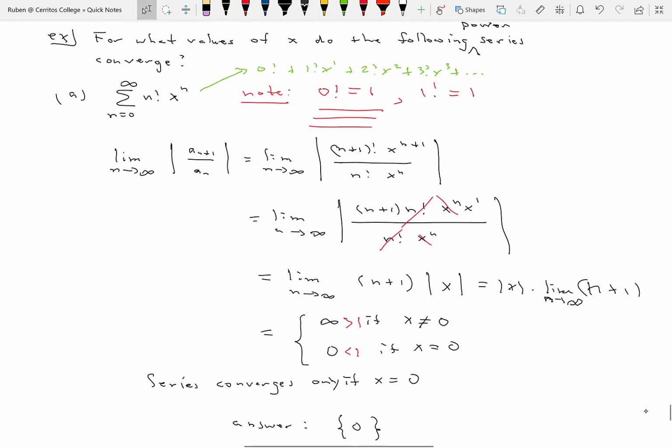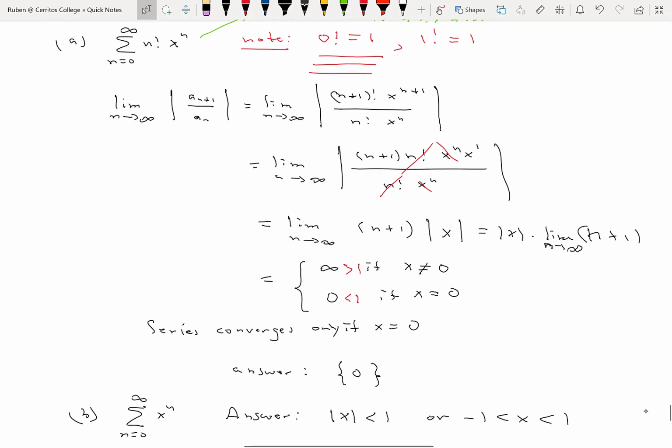So the answer is, the question was, what values of x can I put in for convergence? Only 1. The series is not very exciting, and most of our series will not just converge at 1 point. But that is true about our particular series. Our series converges only if x equals 0. Okay. All right. So let's consider another example.